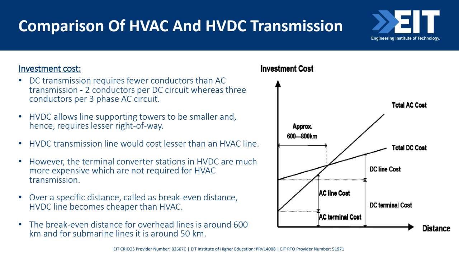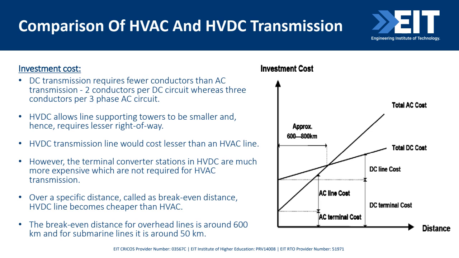HVDC also allows line supporting towers to be smaller. Basically, if you're not using many conductors, you don't need the larger span of the towers. And also because DC doesn't have those corona problems or other electromagnetic issues, we can make these towers smaller and compact. So that can also save cost in terms of the tower cost. So then obviously an HVDC transmission line would cost less than an HVAC line.